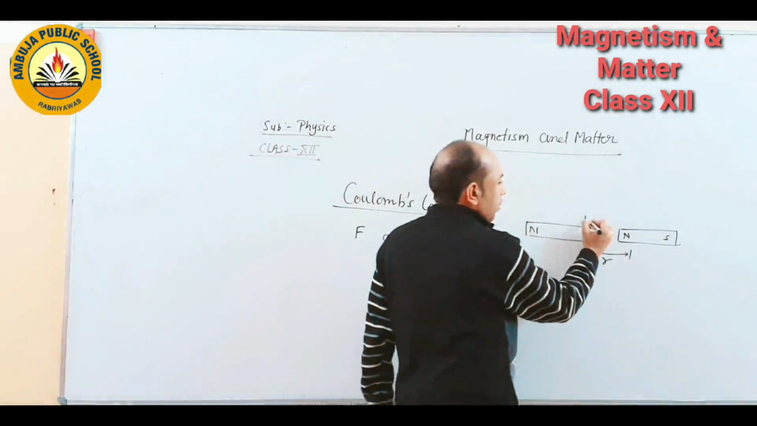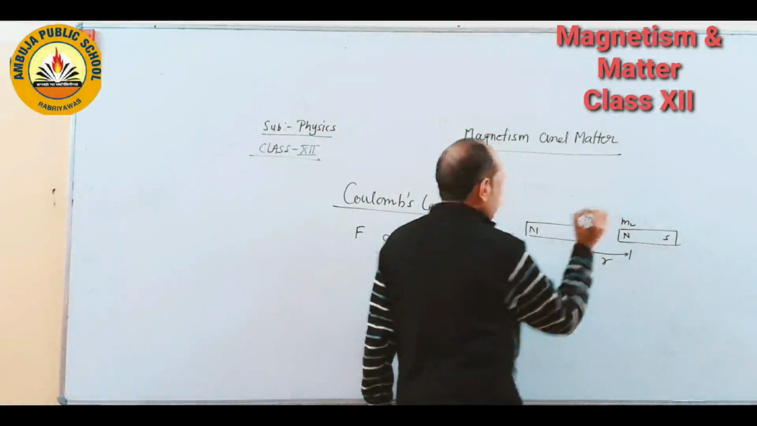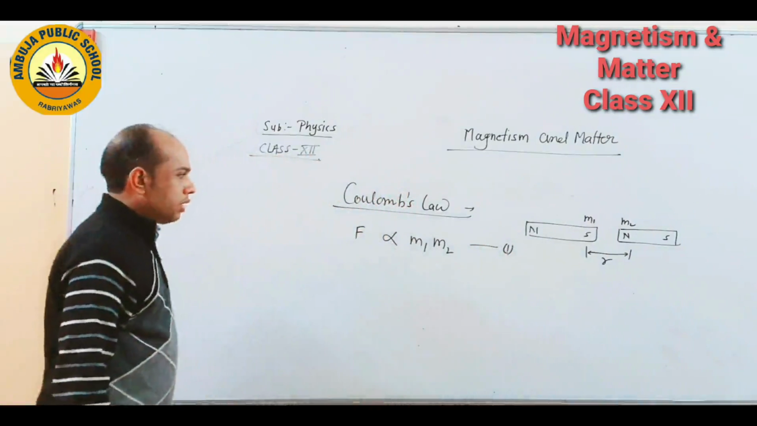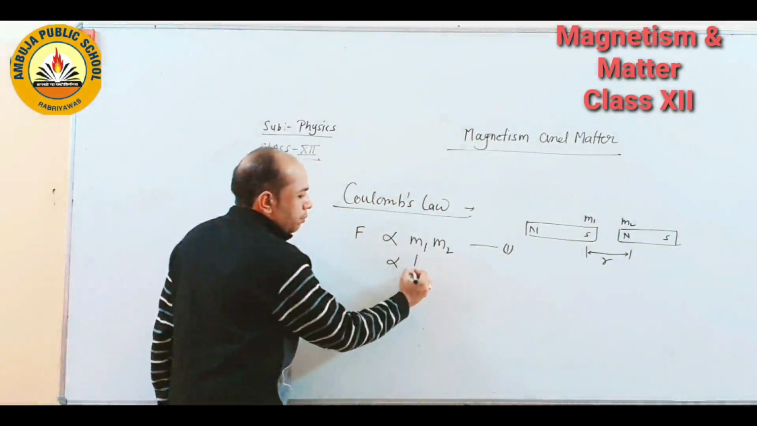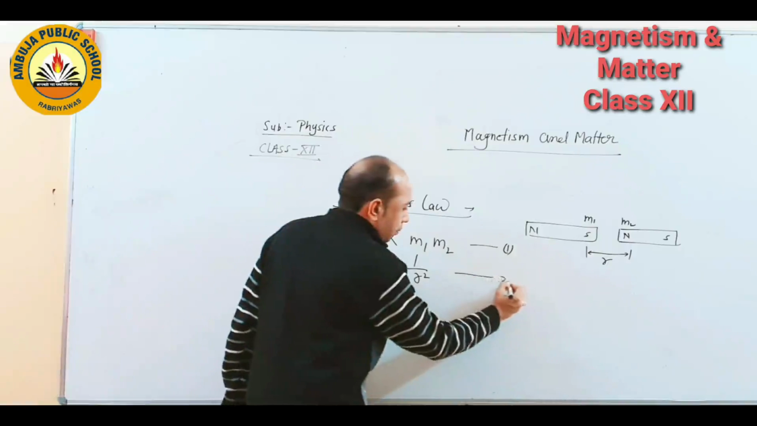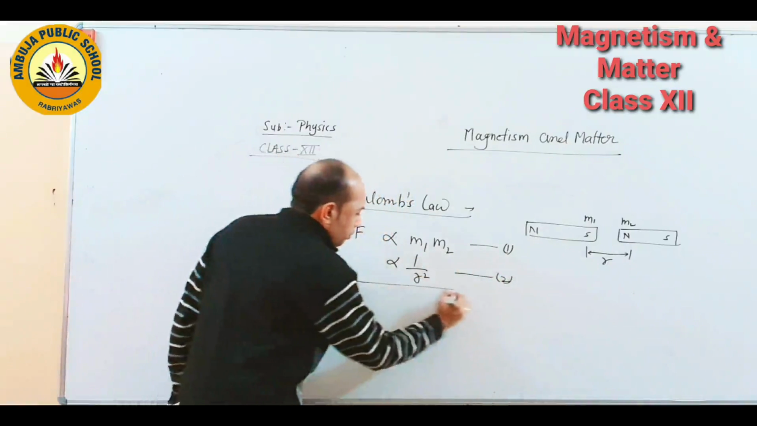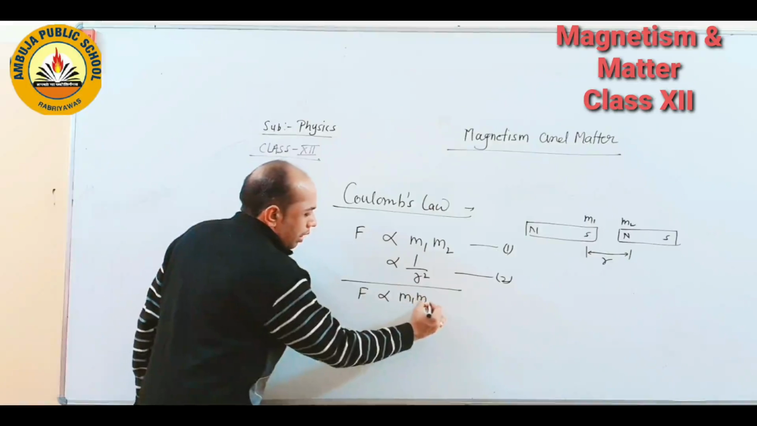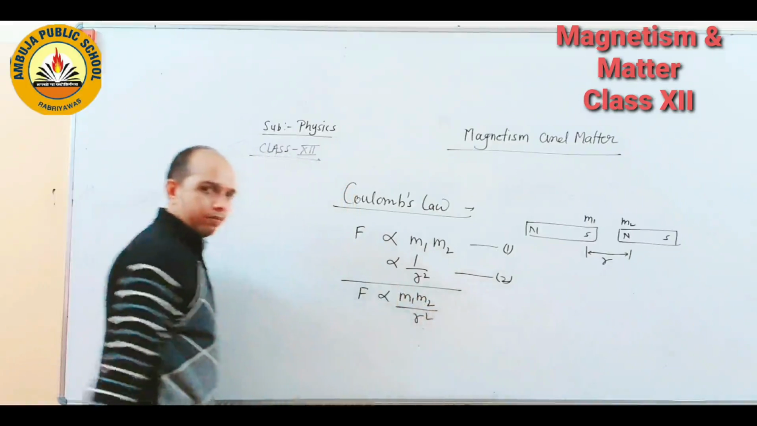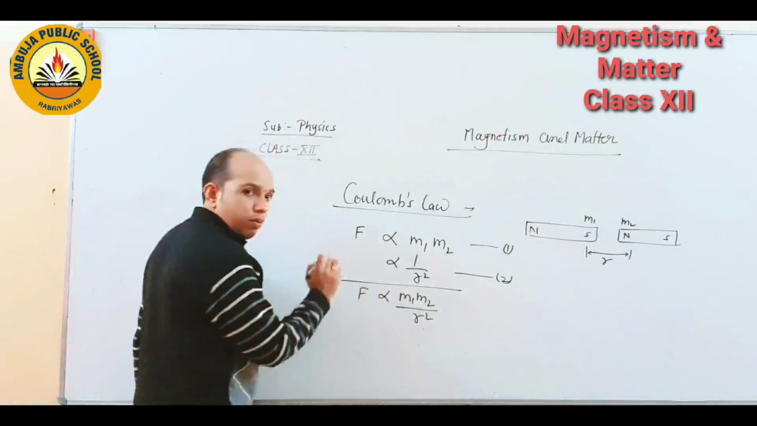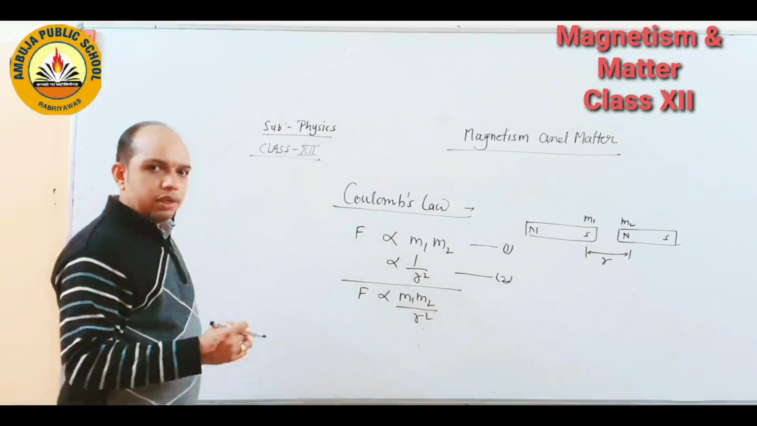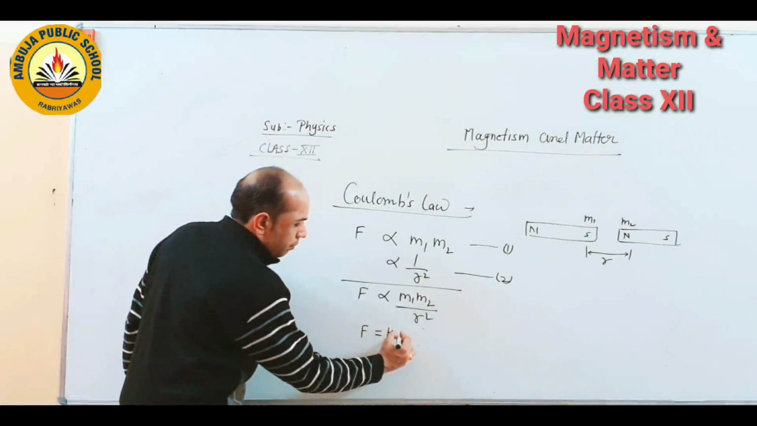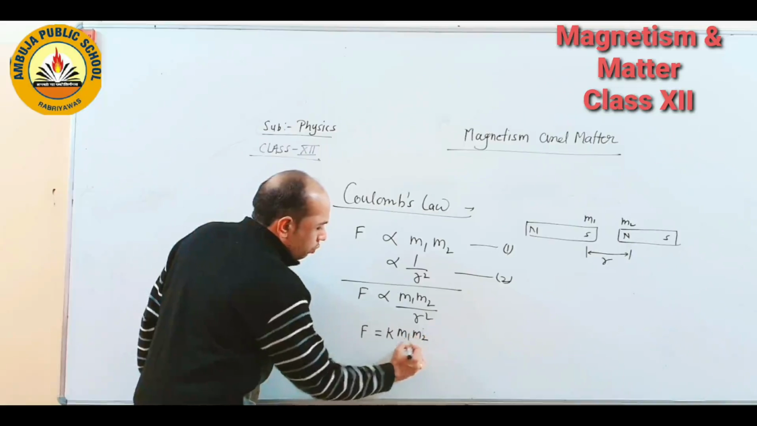If the south pole has pole strength m1, and similarly the north pole has m2, then the force of attraction or repulsion is directly proportional to the pole strength, and second, inversely proportional to the square of the distance between them. If we combine these two, force is equal to m1 m2 upon r square. Again, whenever we remove the proportional sign, one constant has to be there. This constant is k. F is equal to k m1 m2 upon r square.